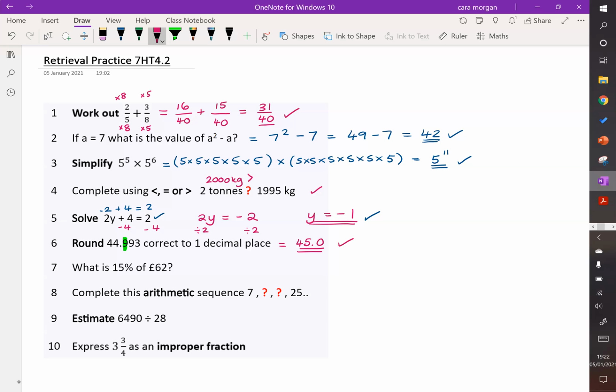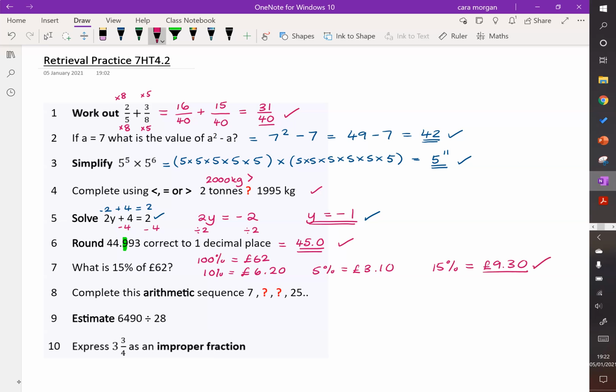My next question, well, I've got 100% is £62. That would mean that 10% is £6.20. And if I cut that in half, I've got 5%, which is £3.10. I think I might want to add the 10% and the 5% together to make 15%. So that means I'm going to have £9.30.